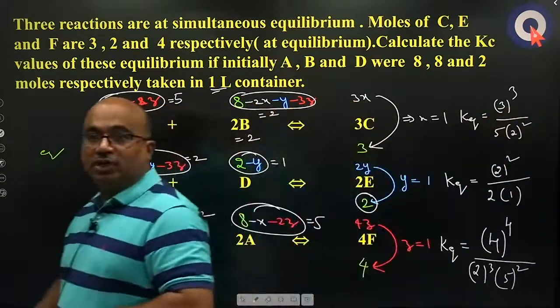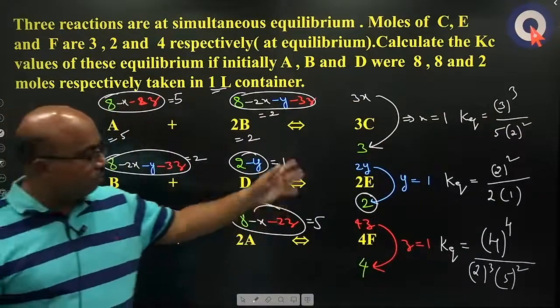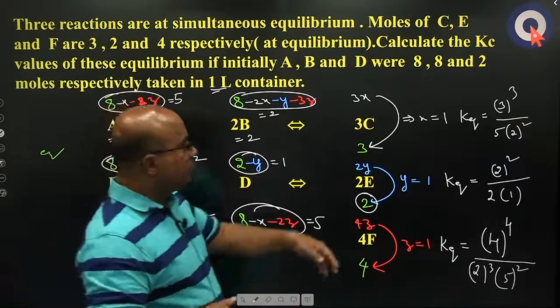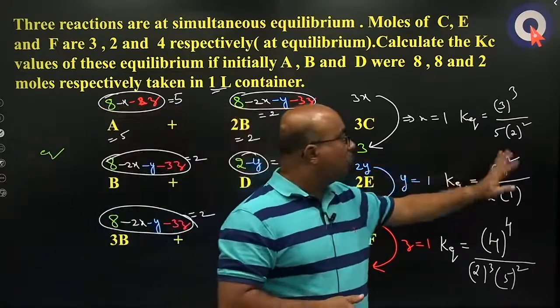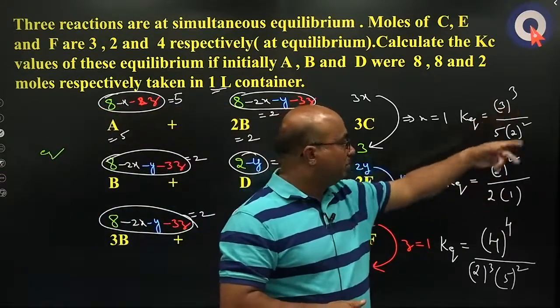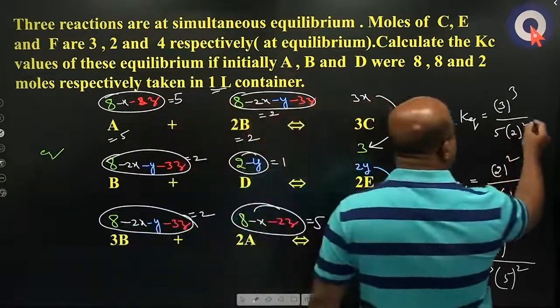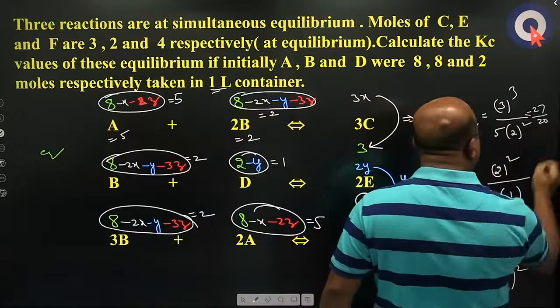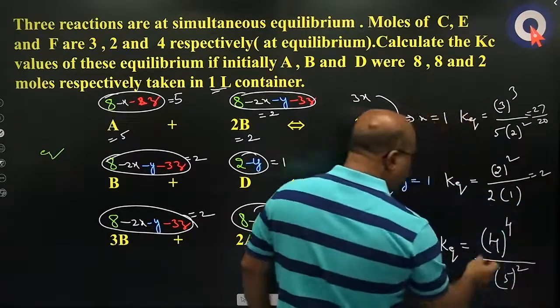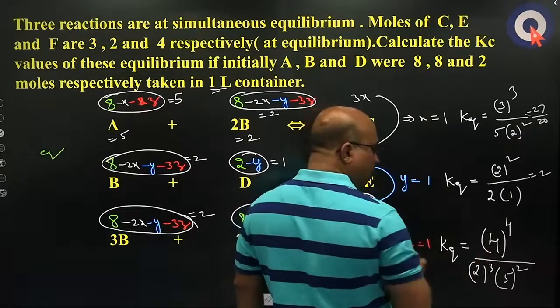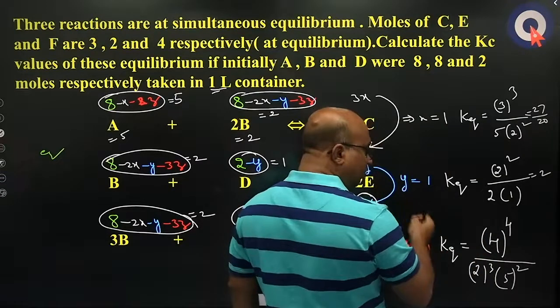Clear? So it's only again solving it, and we can proceed and calculate. This is already 2. You can say this is 2 squared by 2, this is 2, this is 27, this is 20, so directly it is nothing but 27 by 20. This is nothing but 2. This is 4 to the power of 4. So it is nothing but 16, 64.